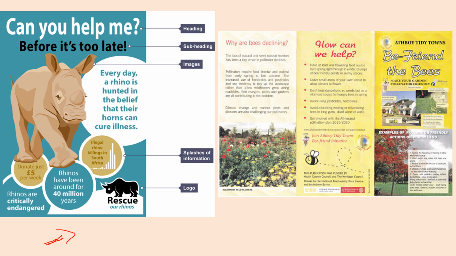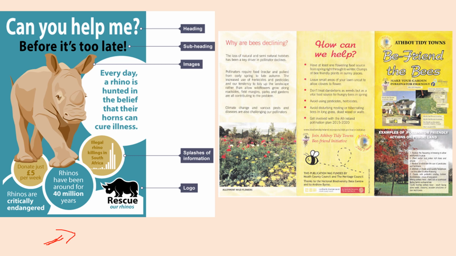Well done, everyone. So as you can see, there's a heading, can you help me? And a subheading, before it's too late. Now this is also emotive language because it's making the reader feel something. And of course, there's images to attract the reader to the information leaflet. And every day a rhino is hunted in the belief that their horns can cure illness. Now what type of information is this? This is a fact. So remember, our information leaflet is factual. So we're not including any opinions in it.